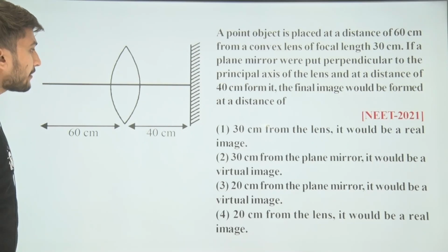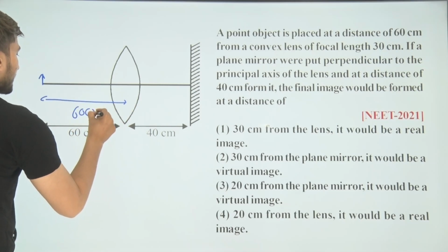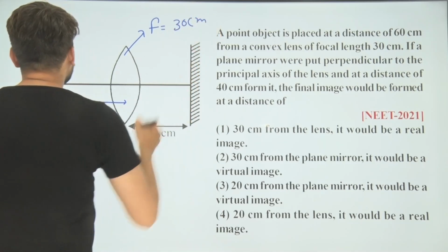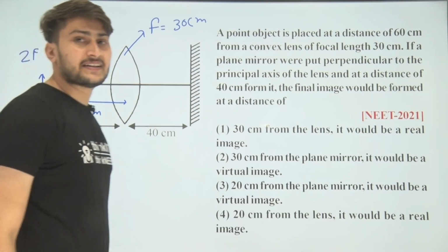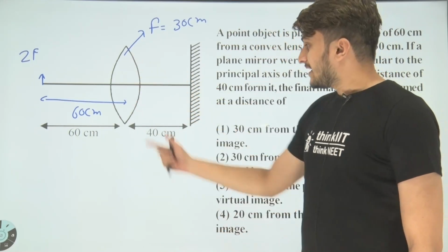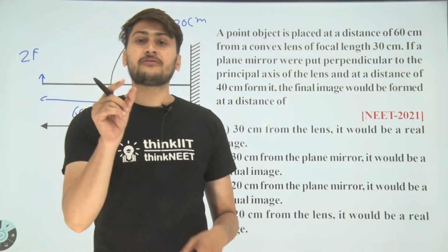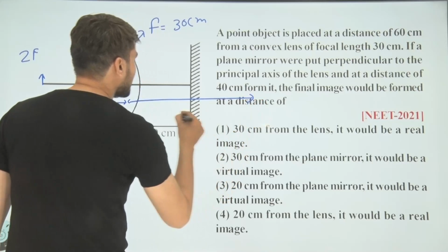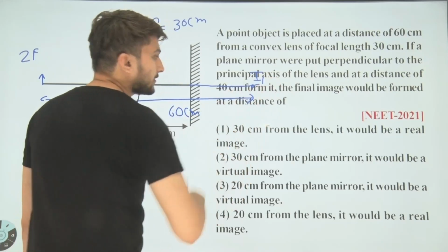Now if I am talking about the object, the object is placed at 60 centimeter. The focal length is given as 30 centimeter. So students, we can say the object is placed at 2f. Now the first image, formed by the lens, is at a distance of 60 centimeter, because we know that if the object is placed at 2f, the image is also formed at 2f. So this is our first image, which is I1.